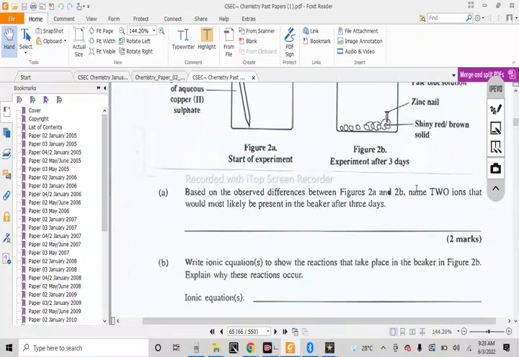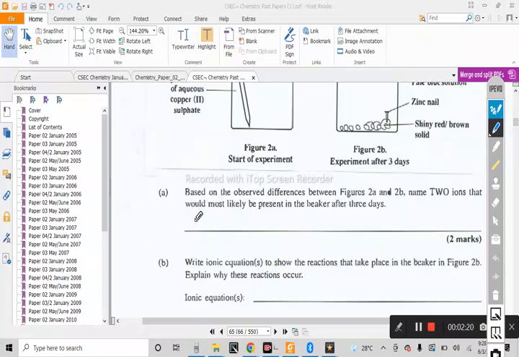Based on the observed differences between figure 2A and 2B, name 2 ions that would most likely be present in the beaker after 3 days. Zinc 2 plus, good, because that comes from the zinc metal. What else? They say ions, they never say solid. Copper is not an ion. Copper is a metal.